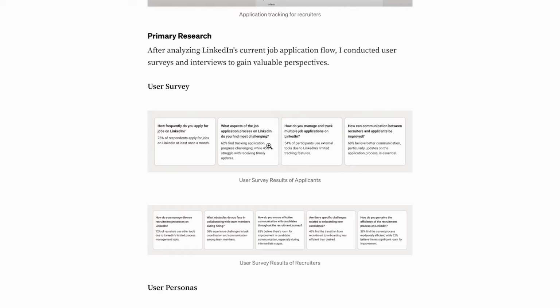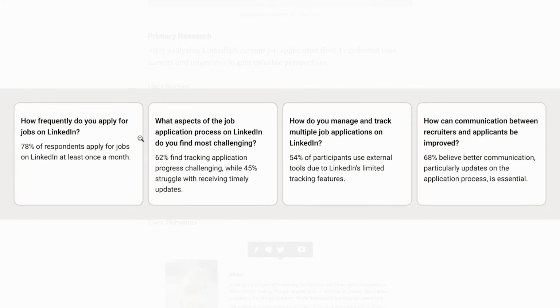So let's read that. He's done survey results for applicants and recruiters. Now let's read all of them. The first one. He's also mentioned the questions, which is fine. How frequently do you apply for jobs on LinkedIn? The first thing that comes to my mind is, what is the relevance of this question? You are solving for people who have applied for jobs and who are facing problems communicating, right? That's what I understand. So how does it matter how frequently you apply for jobs on LinkedIn?